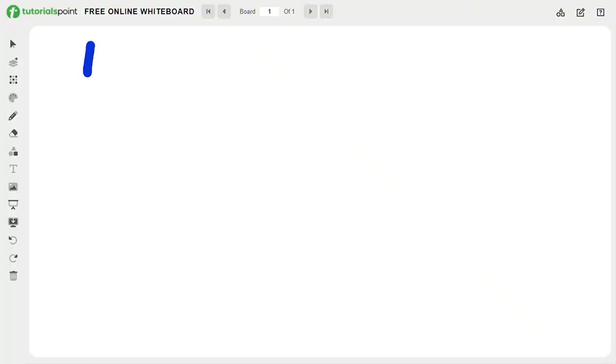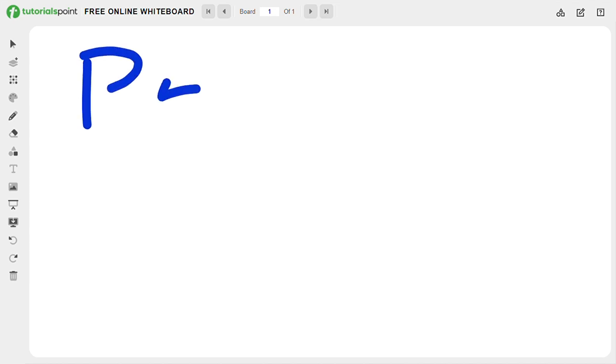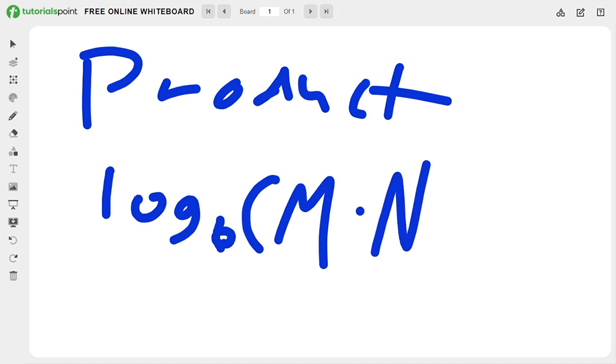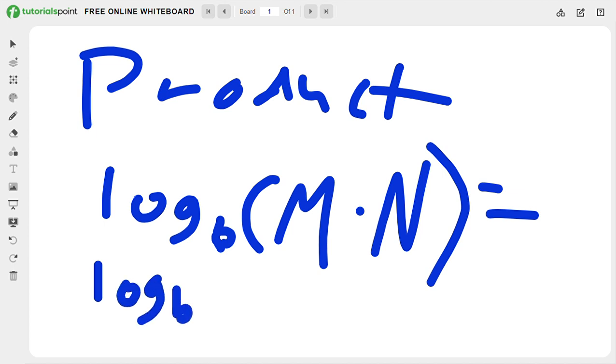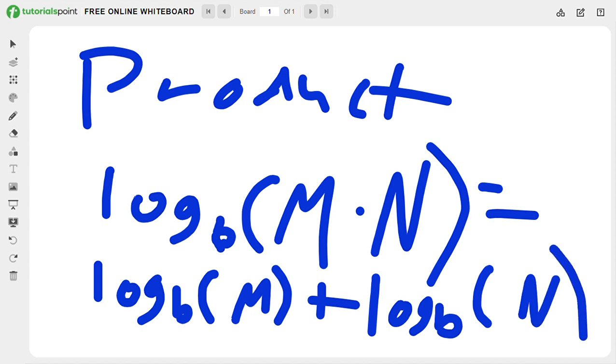Okay, so logarithms have a bunch of properties, and these properties are really useful when simplifying and solving logarithms. One of these properties is the product property, where log with any base, so base b, of a product, so two numbers multiplied together, we're going to use m and n as our variables, log base b of m times n equals log base b of m plus log base b of n. And we're going to go through an example.